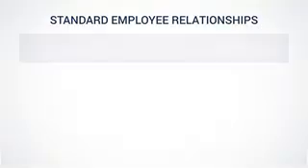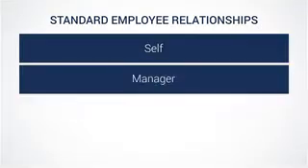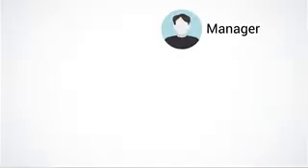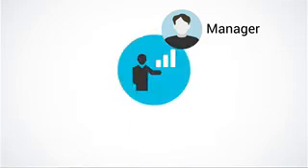Cornerstone provides numerous standard employee relationships such as self, manager, indirect manager, and subordinates. Each of these relationships can be included in the performance management process. For example, a manager might be required to complete a performance review task for their direct reports.